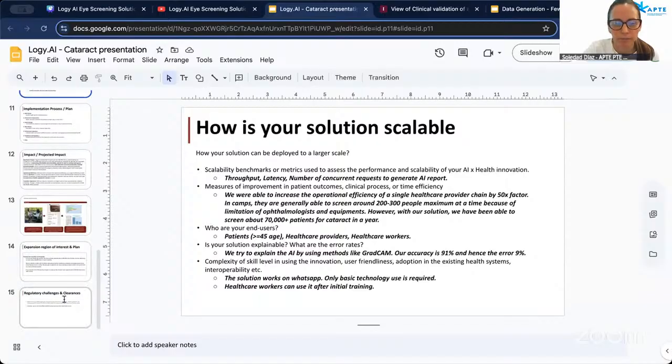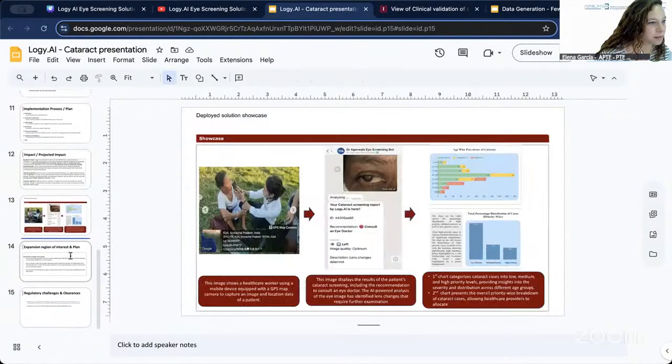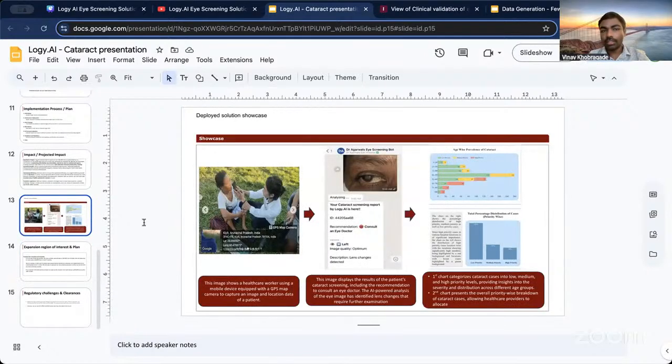7 minutes more. So we have done, just telling you about different deployments that we have done. We have implemented this in Delhi, the capital of India, and then there are some states across Northeast India. So this is how they do.